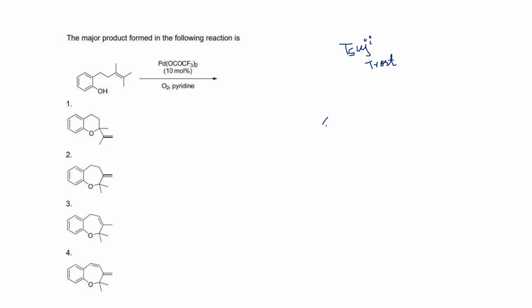Suppose this type of compound is given, an allylic bromide. So bromine is a good leaving group. Now you are adding palladium. So in that case, palladium will insert into this carbon-bromine bond.